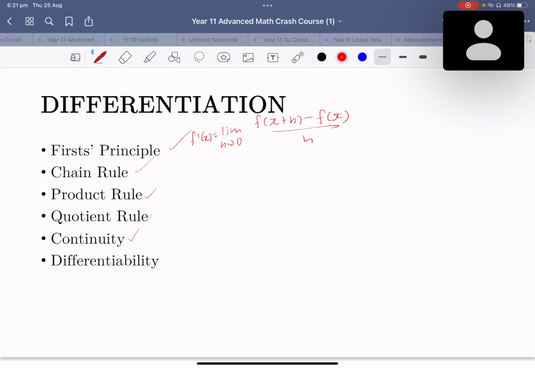Continuity, this is where you use limits and differentiability to determine if a graph is continuous at a certain point. And differentiability. Here you use continuity, and if the graph is steadily increasing or steadily decreasing, to determine if the graph is differentiable at that point.